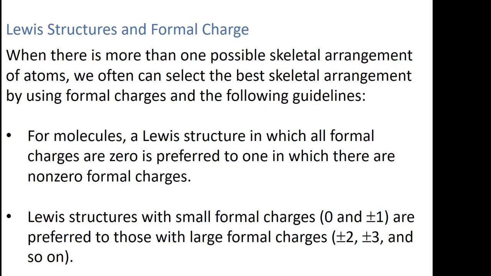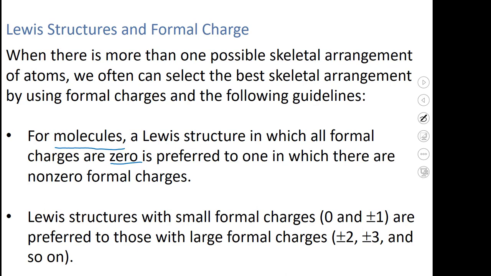We assign formal charges and then follow these 3 rules. So the first rule is for molecules, so not polyatomic ions like we just saw, Lewis structures in which all formal charges are 0 are preferred to things that have non-zero formal charges. Now again, because formal charges have to add up to the charge in the molecule, if you have a polyatomic ion that has a charge, this rule is impossible. So that's why it's got the disclaimer for molecules. But if you can pull off a structure, not always possible, where everything has a formal charge of 0, that is always going to be the preferred structure.